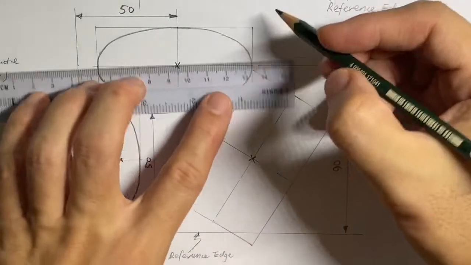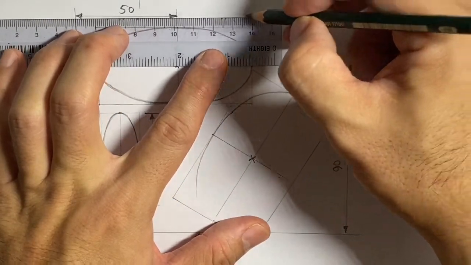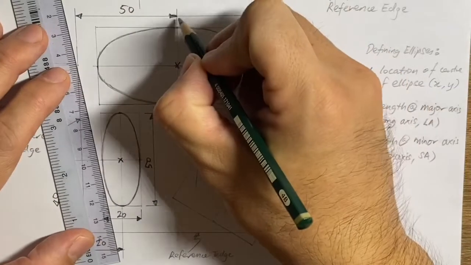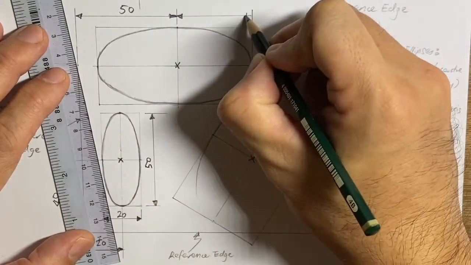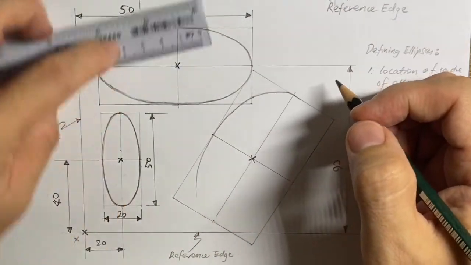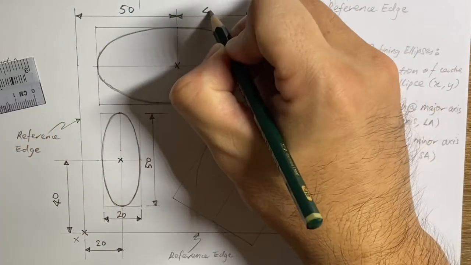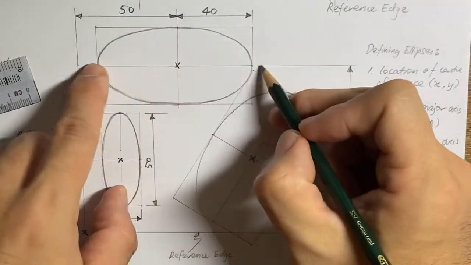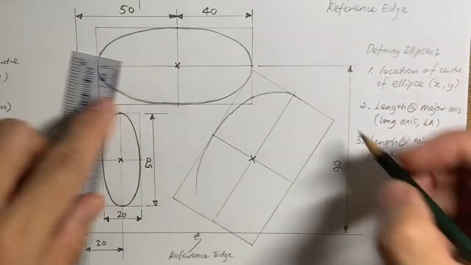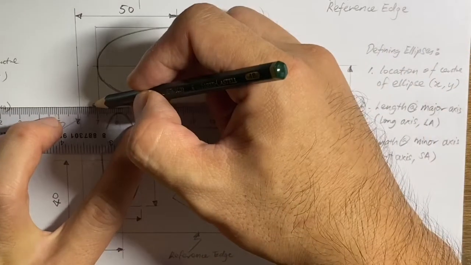And this half, from this edge, pitch of the ellipse, that's 40. So in other words, this length along the long axis is 80. And let's do this on this side.